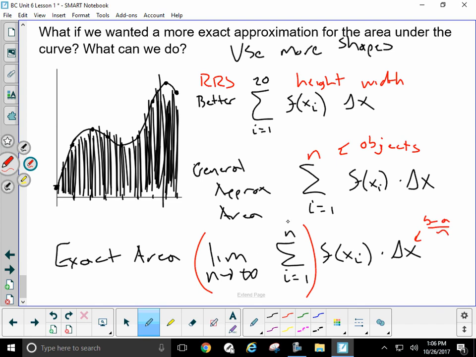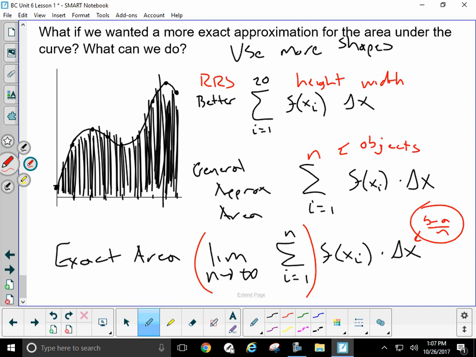Now, as n approaches infinity, what is happening to delta x? What is happening to the width of our objects if I'm putting infinite amount of objects? It's getting very, very close to 0, right? But it's not going to be 0, because if we're multiplying things by 0, I get 0, but it's going to be infinitely small. So instead of like an overall change in x, instead of this delta x, which is an overall change, we're going to be an instantaneous change. We've used notation for an instantaneous change in x before.